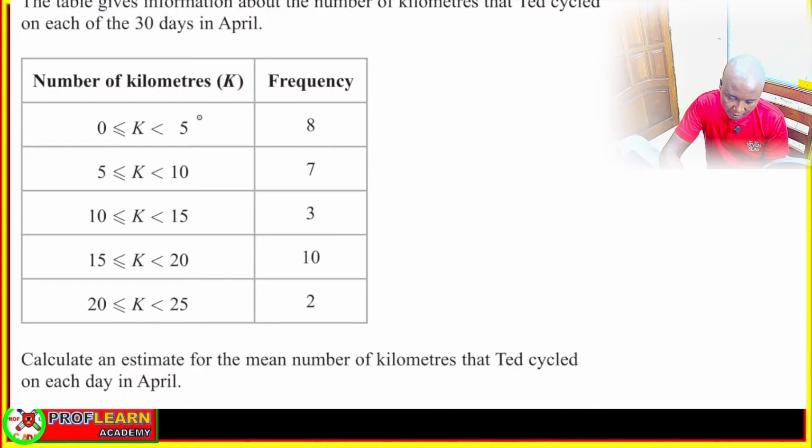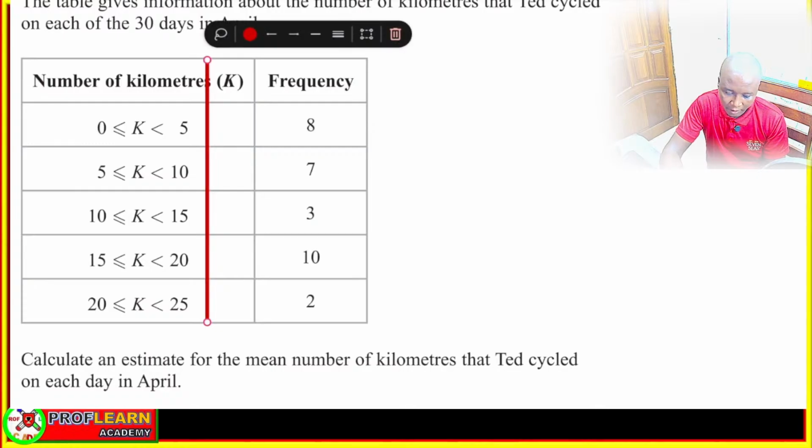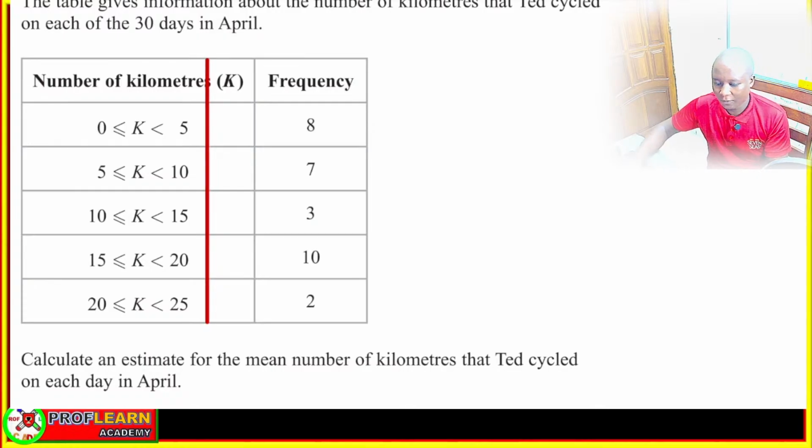was to find the midpoint. So we are going to find the value of x. That is the first thing that we are going to do here. And how do you find the value of x? We are going to add 0 plus 5 divided by 2, that's going to be 2.5. We're going to add 5 plus 10 divided by 2, that's going to give us 7.5.